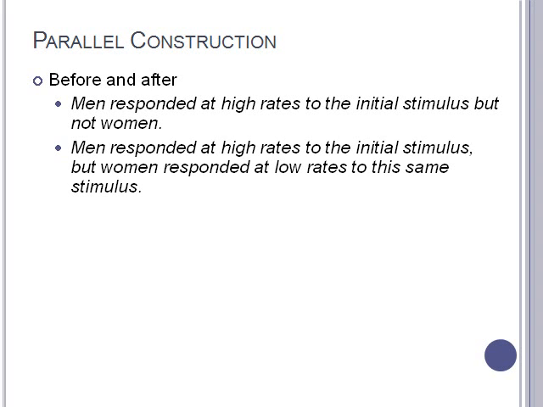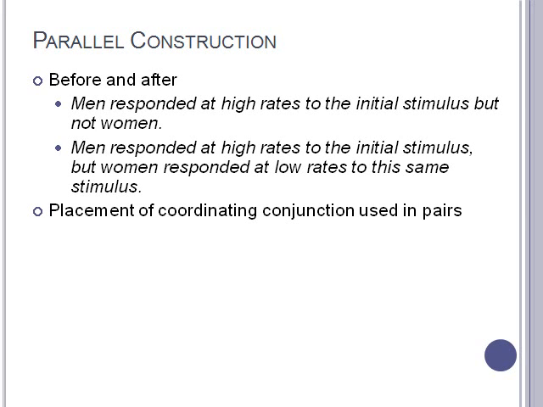So if you put both things before and after the but, so all components of parallelism before and after the but being the coordinating conjunction: men responded at high rates to the initial stimulus, but women responded at low rates to the same stimulus. So I've got a subject and verb in both of them. So men responded some way, but women responded some way. Got everything both before and after.